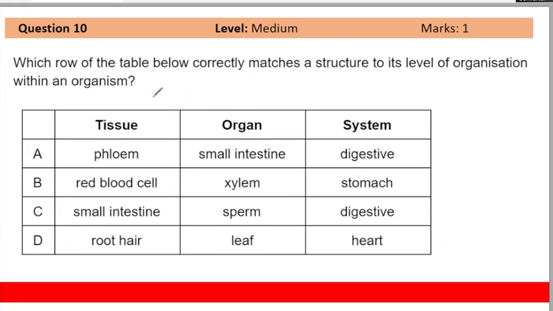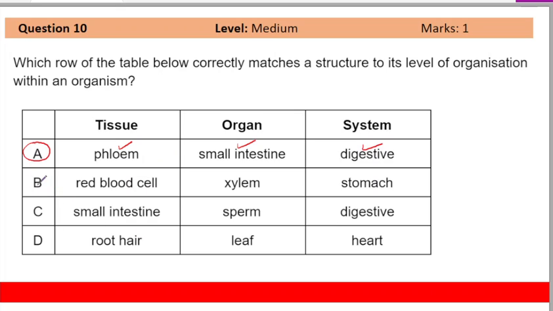Question number 10. Which row of the table below correctly matches a structure to its level of organisation within an organism? Tissue, phloem is a tissue, correct. Small intestine, it is an organ, correct. Digestive is a system, correct. So A is the correct option over here.